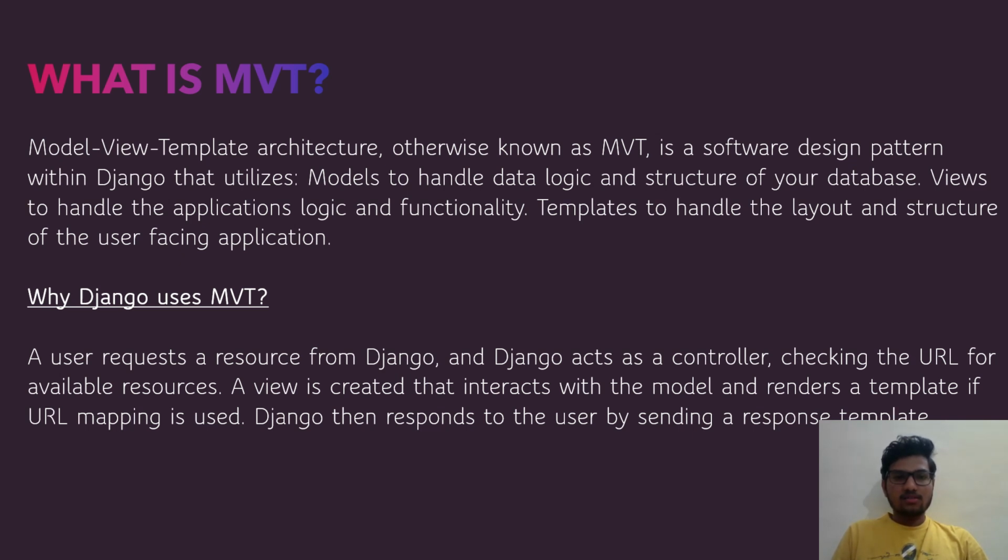So why do we use Django? Why does Django use MVT? Now a user requests a resource from Django, and Django acts as a controller, checking the URL for available resources. A view is created that interacts with the model and renders a template if URL mapping is used. Django then responds to the user by sending a response template.